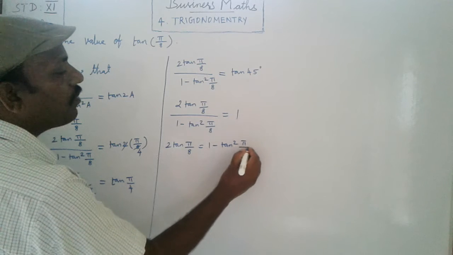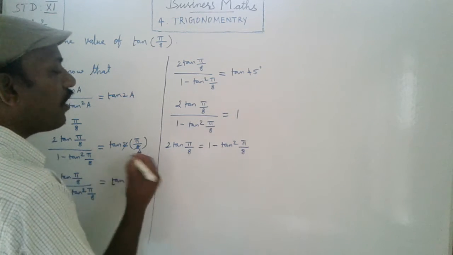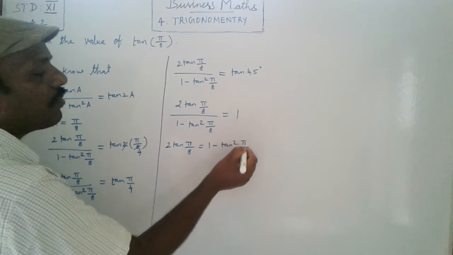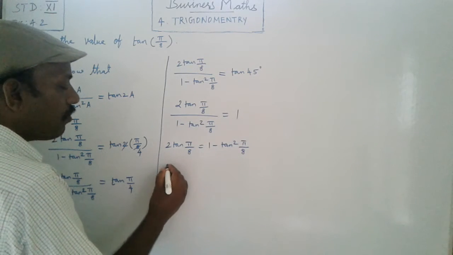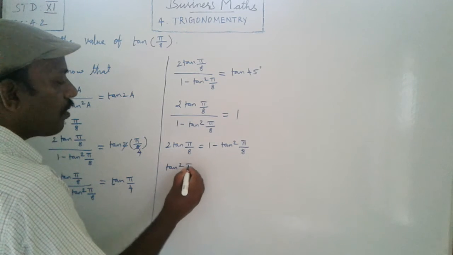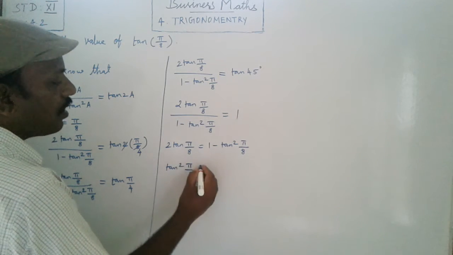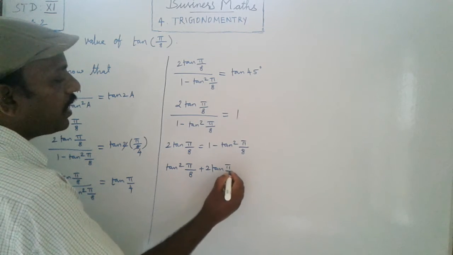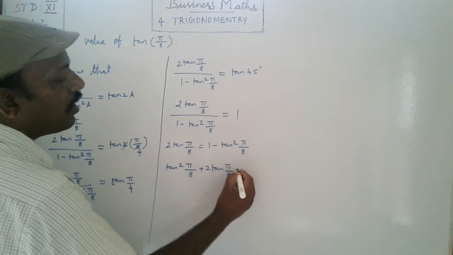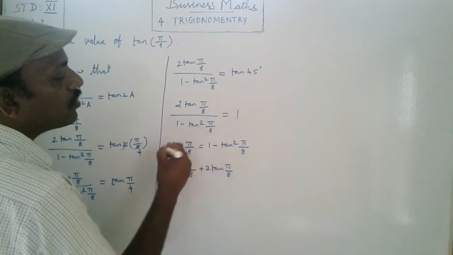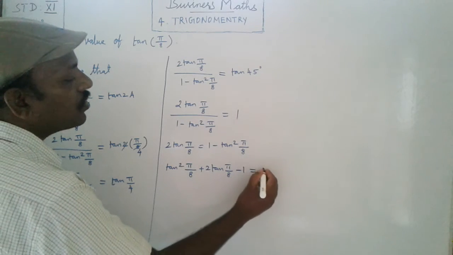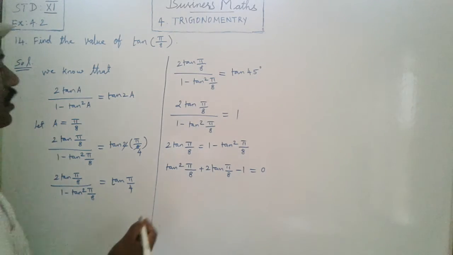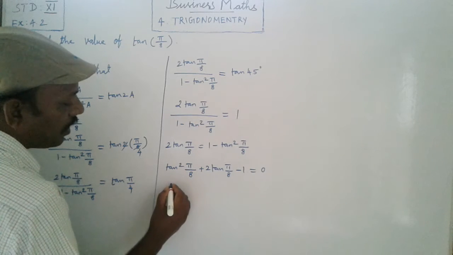square pi by 8. So we take all the terms to the left hand side and write them in order. Minus tan square pi by 8 to the left becomes plus tan square pi by 8, plus 2 tan pi by 8, and 1 to the left becomes minus 1, equal to 0. This is a quadratic equation, so we should use the quadratic formula here.